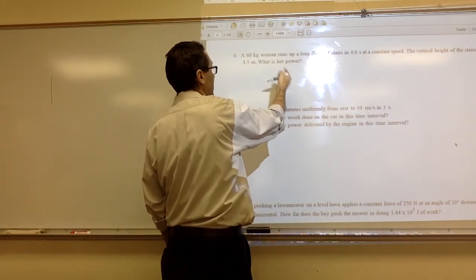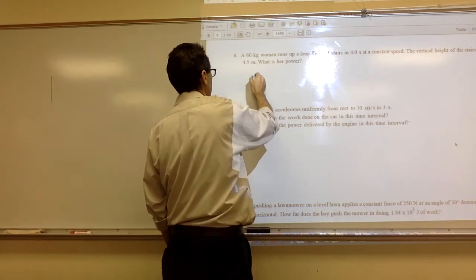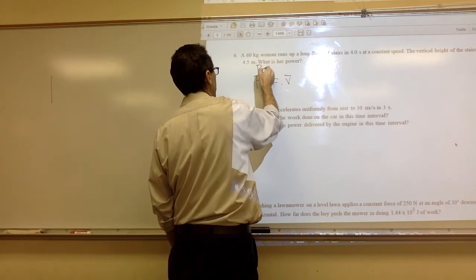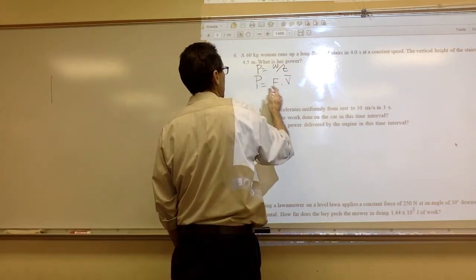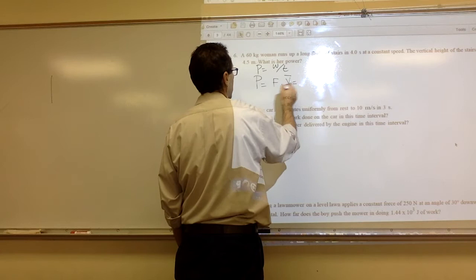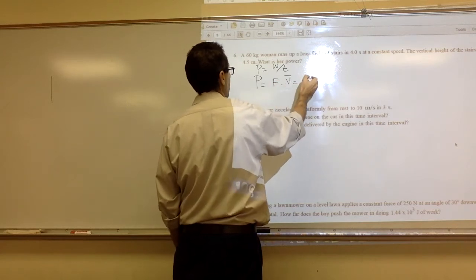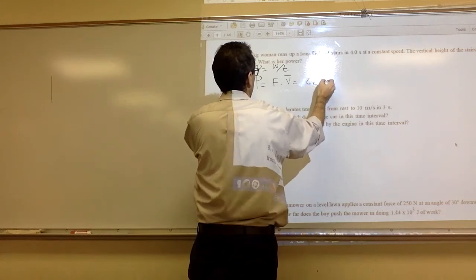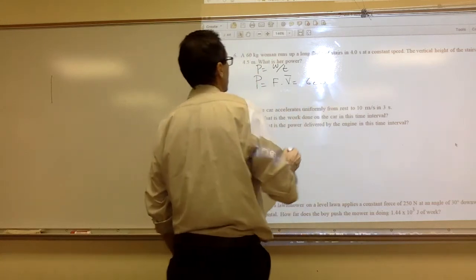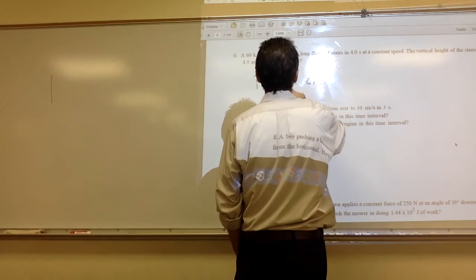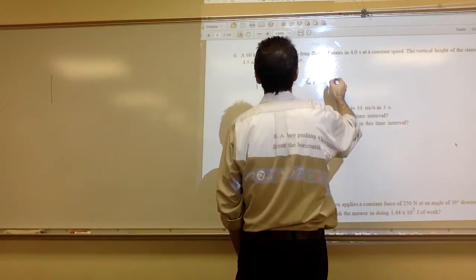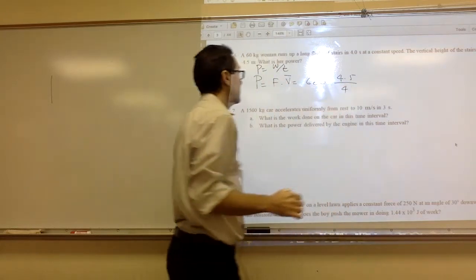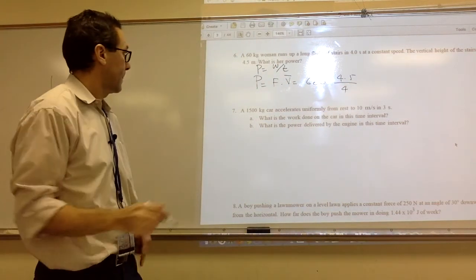Now, I can do this two ways. I can find the work and then divide it by the time, or I can just do power is force times average velocity. Either way. So let's change that a little bit. Let's try it with the bottom equation. So this is going to be the force. Since she's going at a constant speed, it's going to be equal to her weight. And the V is going to be, she does 4.5 meters, the average V, in 4 seconds. And you can just multiply those numbers.